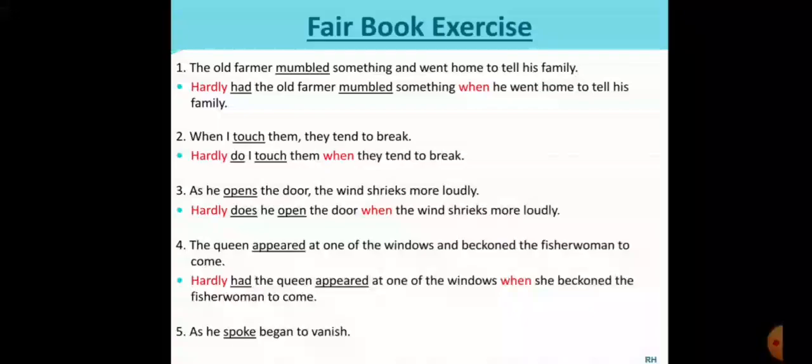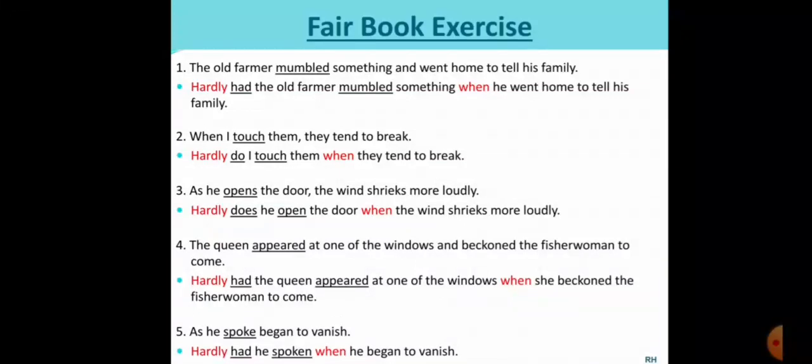As he spoke, began to vanish. Now spoke is past tense, students. So hardly had he spoken. Spoke will change into the V3 form of the verb, spoken, and spoke is in the past tense, so we'll have the word had before it, right? So hardly had he spoken when, and now he is already a pronoun, so we'll use the same. He began to vanish. Great. Let's look at the next sentence.